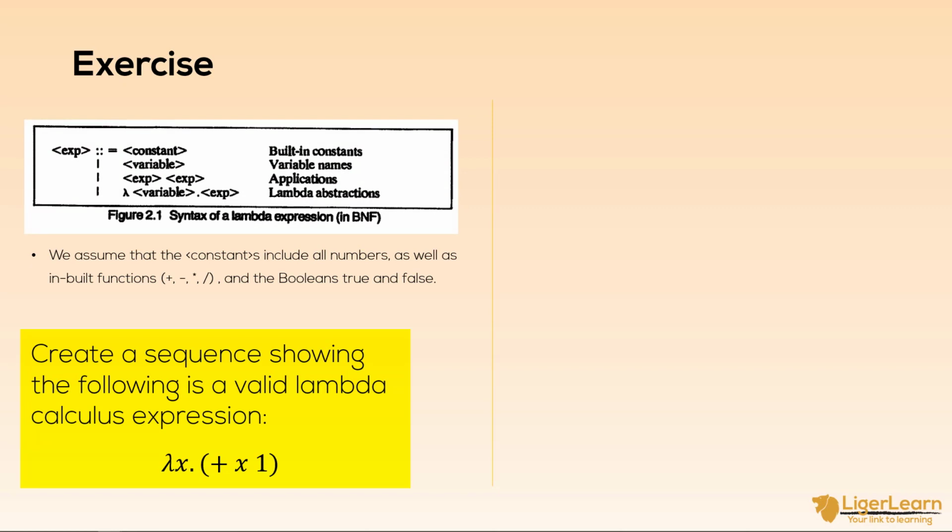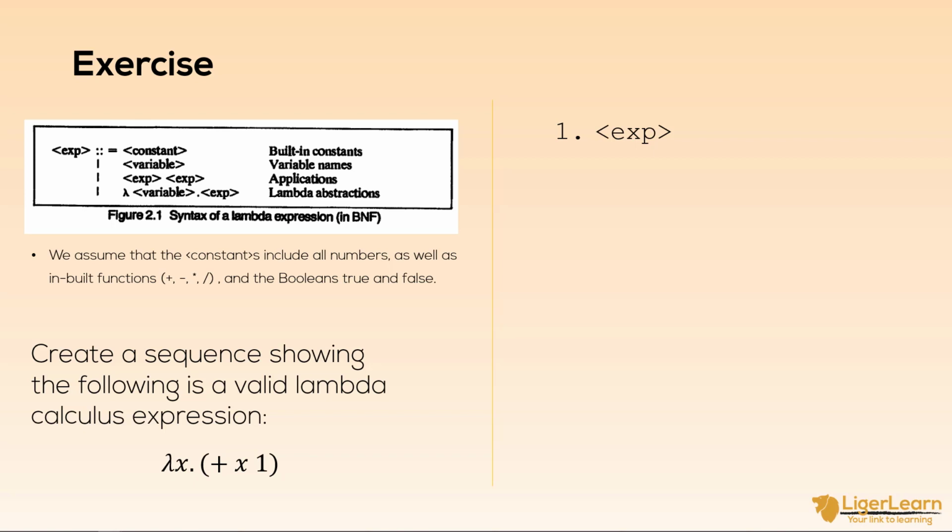Here is an exercise you can do to confirm that you have understood everything so far. It is slightly more complicated than the previous example in that we are using the lambda abstraction. You need to create a sequence, like I did for the previous slide, to show that the following is a valid lambda calculus expression. So start with the expression and build the rest of the sequence. Pause the video here and try it for yourself. It is not that hard, but can take some time just to work through each of the steps with a pen and paper.